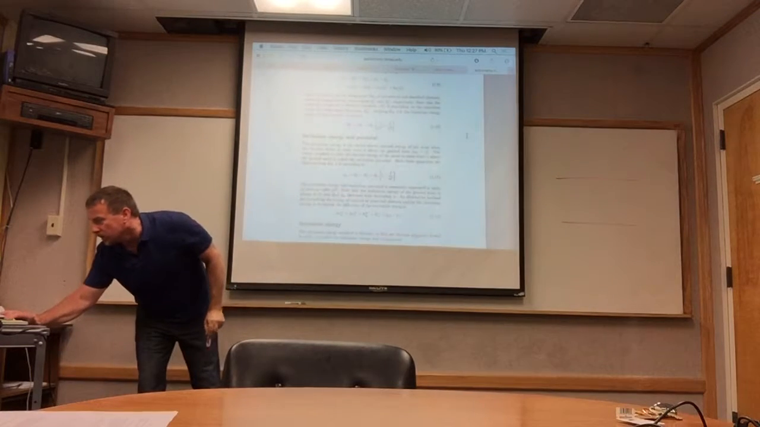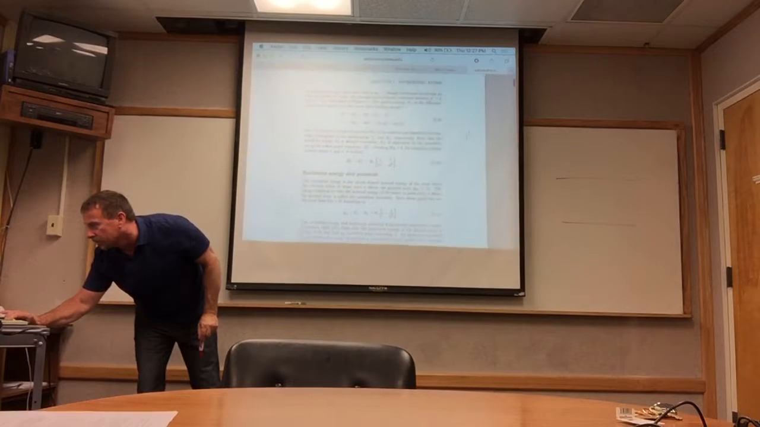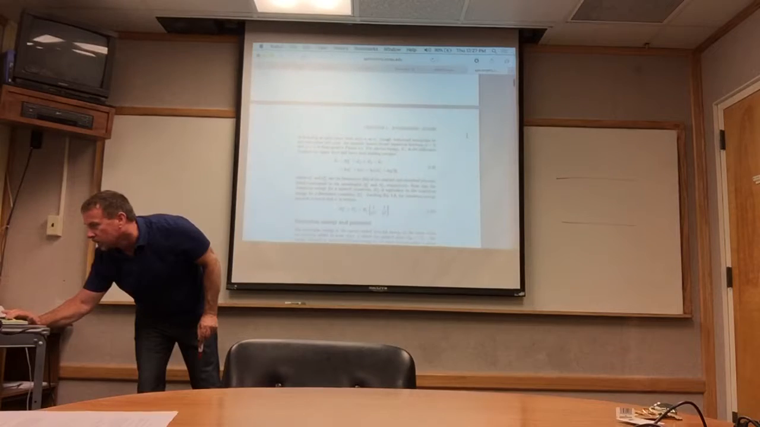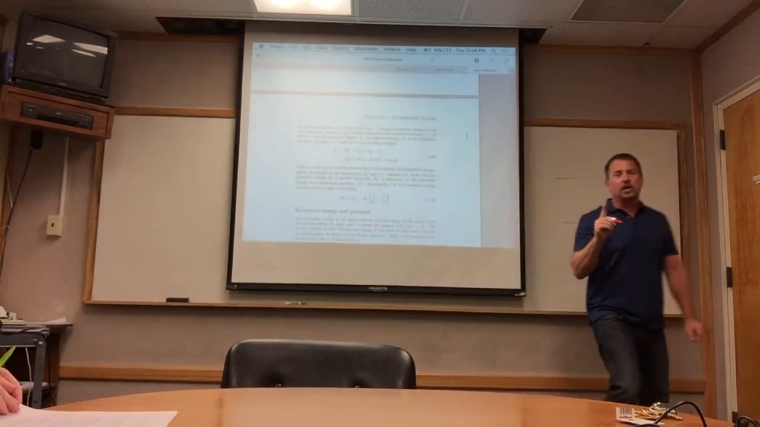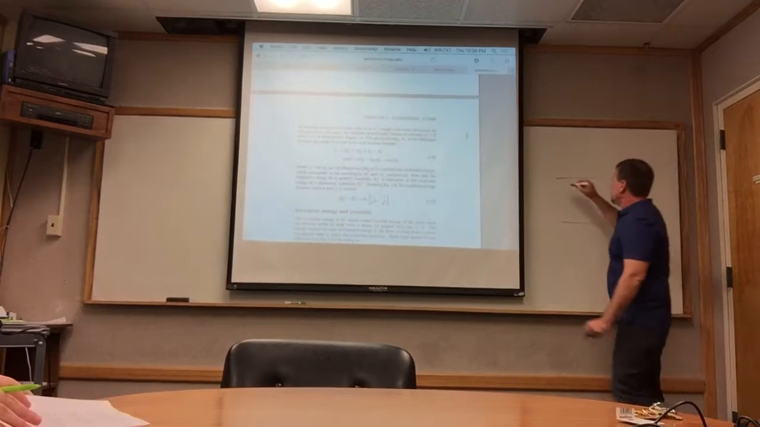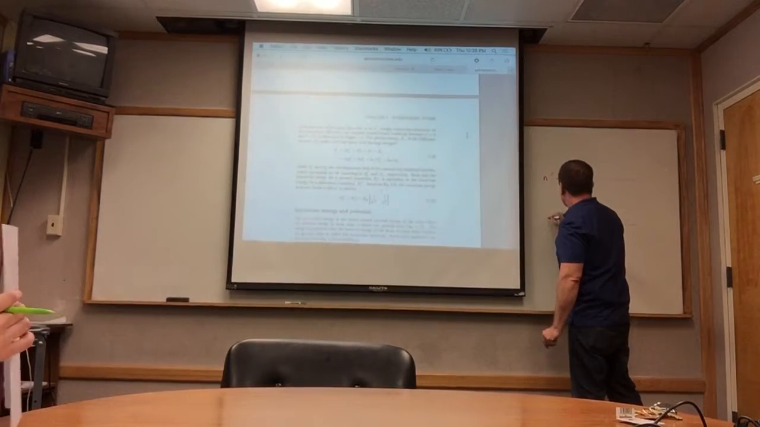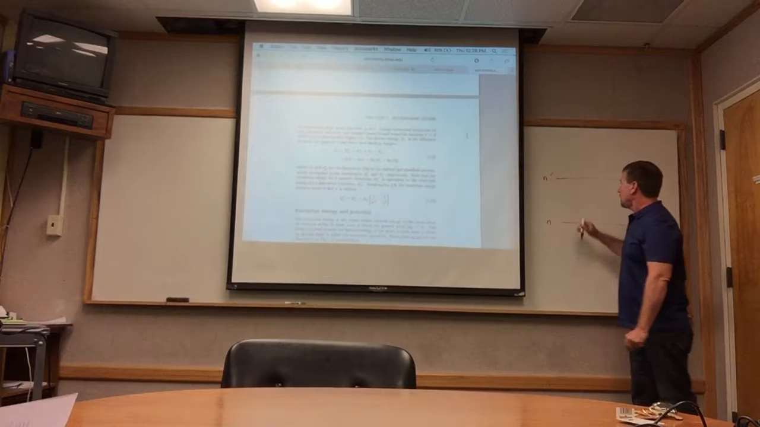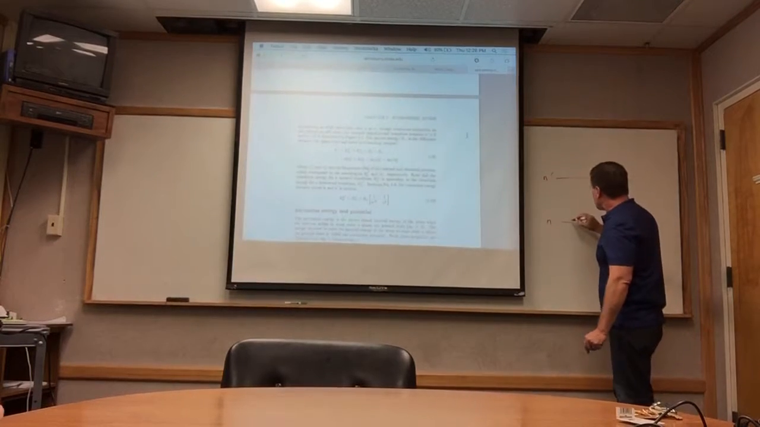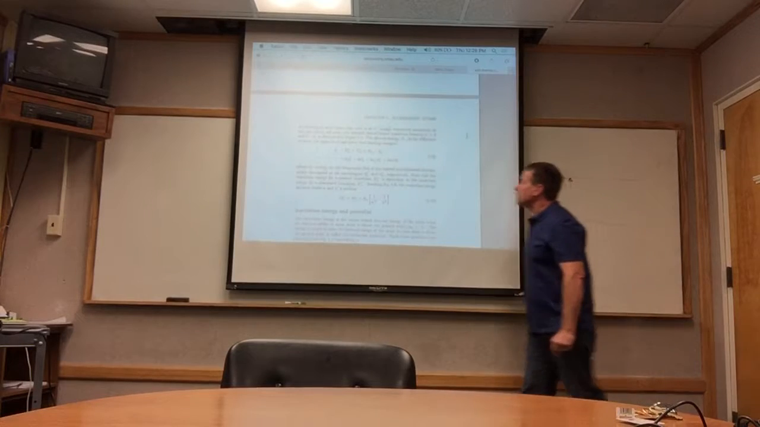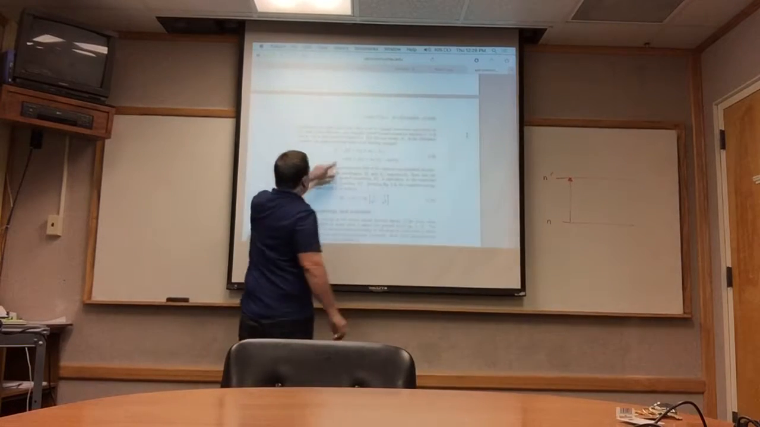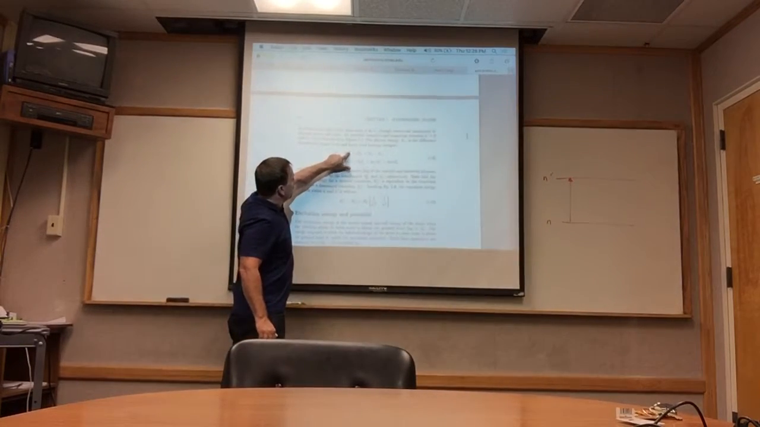Sorry, I'm trying to figure this out to make sure I get it right. We will always use primes for upper states. So this will be n prime and this will be n. Okay? And when I talk about a transition like this, we're going from n to n prime.